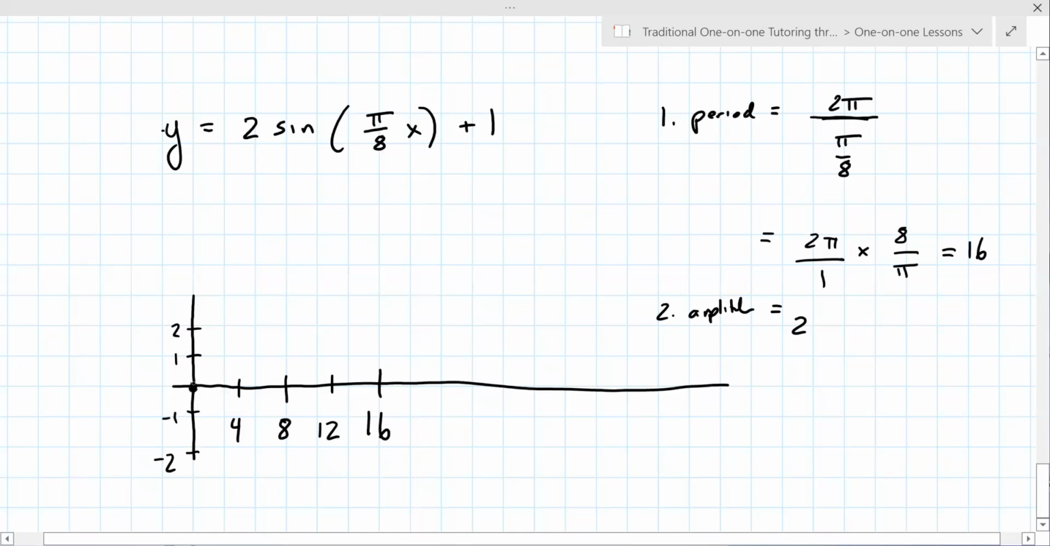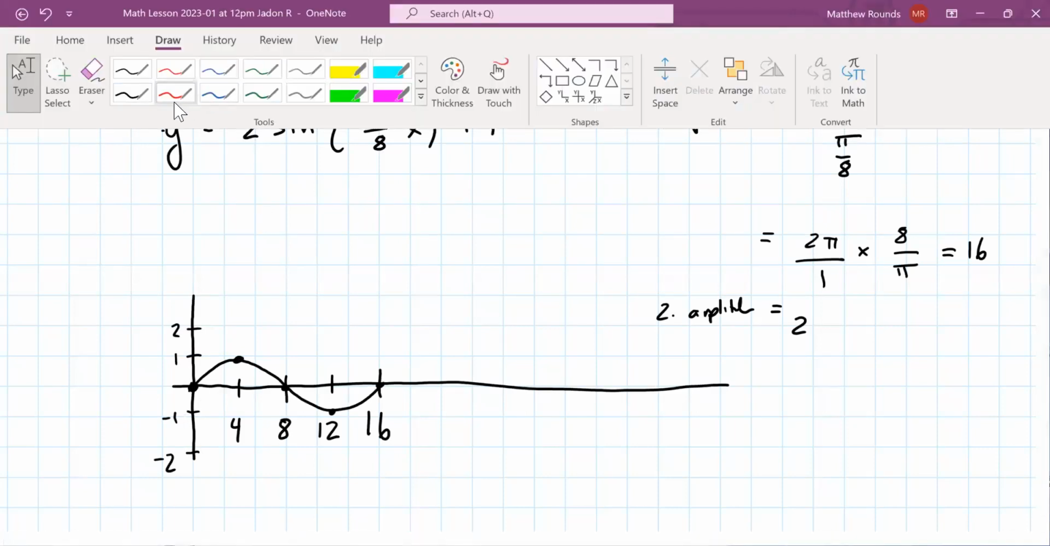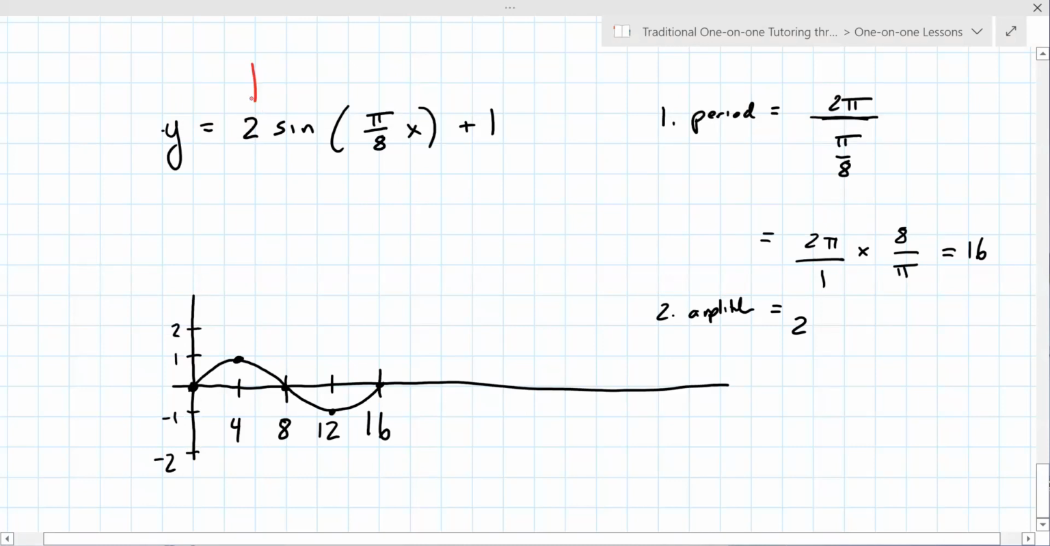So I will graph the parent function again, like I've been doing, and then I will deal with them one at a time. So the next thing I'll deal with is the amplitude of 2. So that just pulls up any points or pulls down any points. Like this.